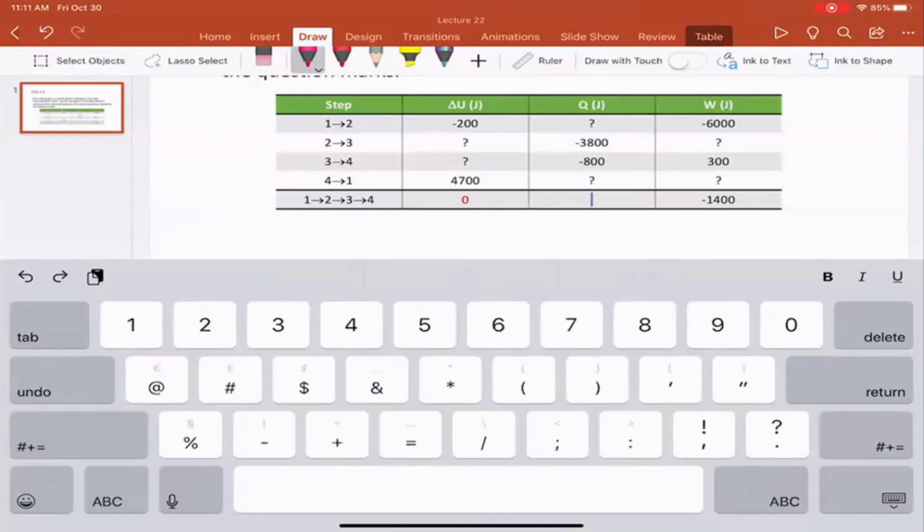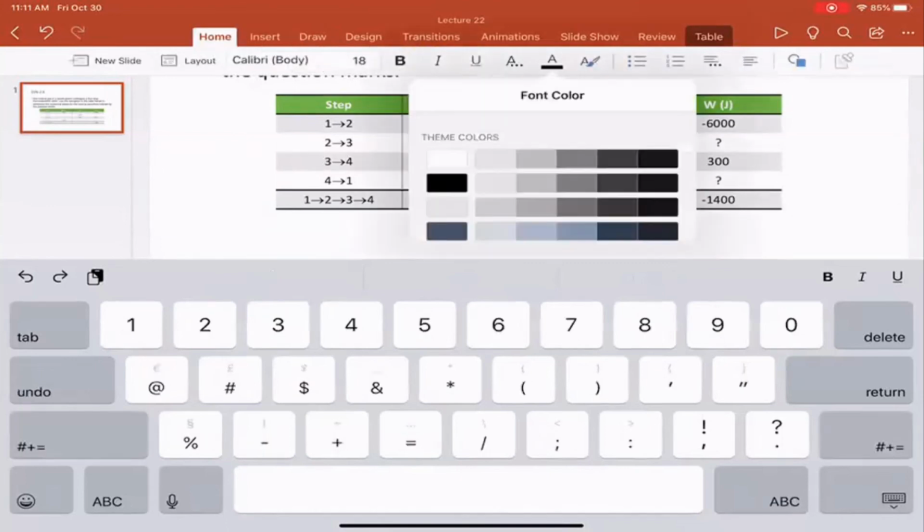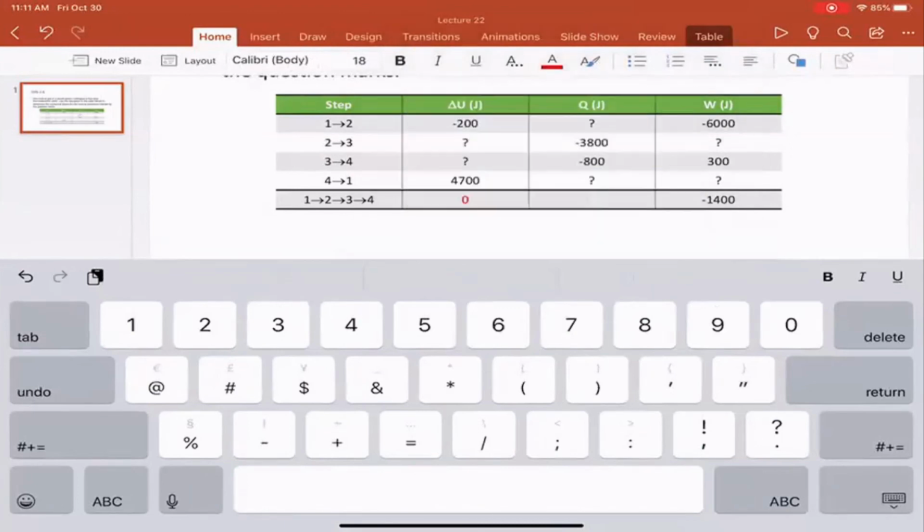So this becomes just 1400 joules. So those are two relatively straightforward ones that we can implement. And now what we're going to do is, for every other row where we have two values already there, take advantage of the fact that for any individual step, we still have a closed system, and delta U is equal to Q plus W.